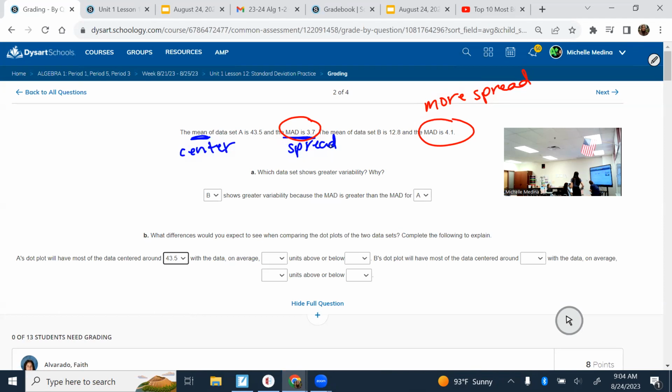Good. So that would be like our typical values. On average, length units above or below. So 3.7 or 43.5. Okay, so 3.7 units above or below what? 3.7 or 43?